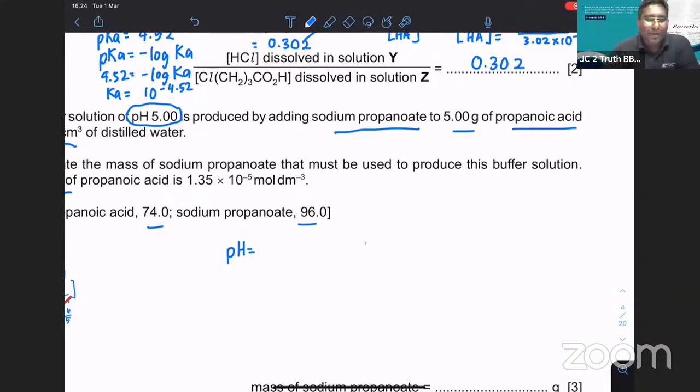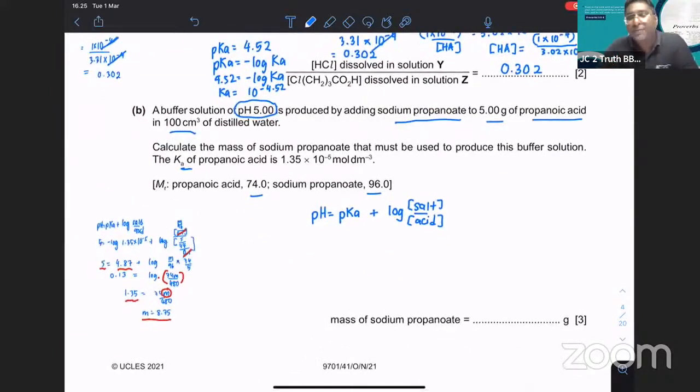You should be able to derive it if you understand the concept. So pH is going to be pKa plus log of salt divided by acid. This is the formula that we are going to use for this acid buffer. The pH is going to be 5. The Ka value is 1.35 times 10 to the power of negative 5.